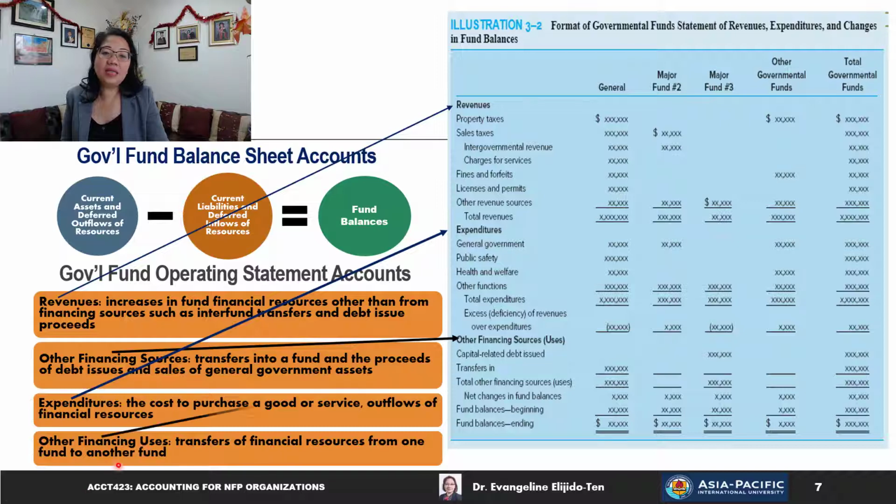Now, other financing uses will also be shown under the category of other financing, all right? So it can be either other financing sources, or if it's other financing uses, it will be in brackets because it is a reduction. And finally, you will see here, once you get the net changes in fund balances, you add the fund balance beginning to reach the fund balances ending.